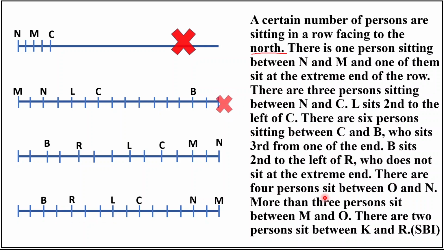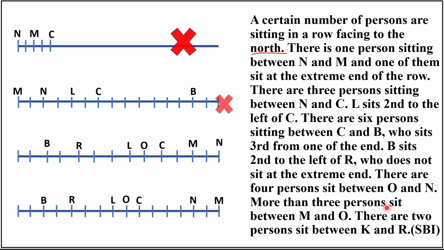There are 4 persons who sit between O and N. Between O and N, there are 4 people. So now considering only case numbers 3 and 4, because 1 and 2 are wrong. So 1, 2, 3 and 4. O will come here between L and C, so we'll place O at this position. And coming to case number 4, 1, 2, 3 and 4. Again O is here between L and C, so we'll place O here at this position.